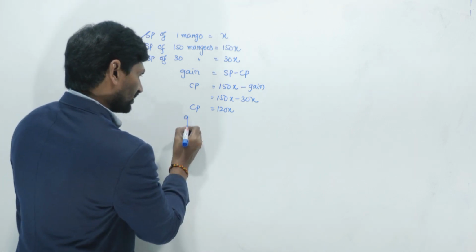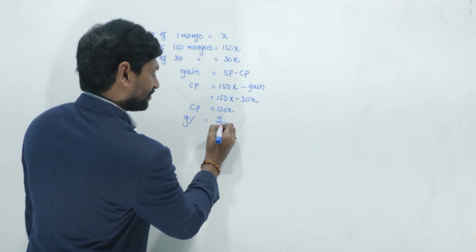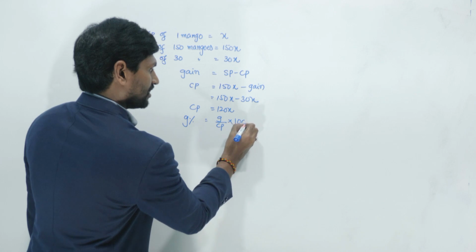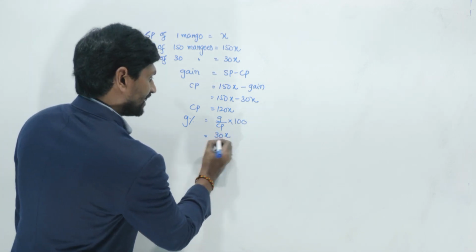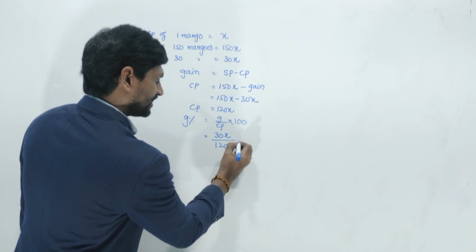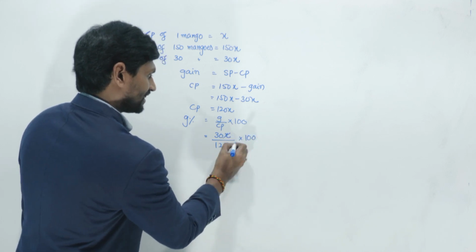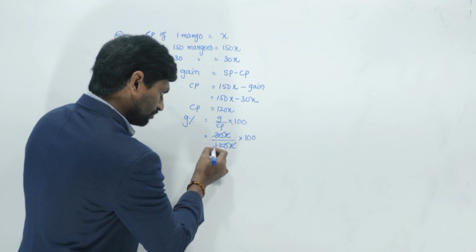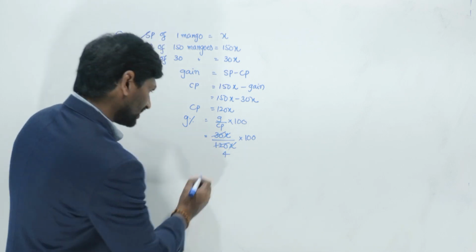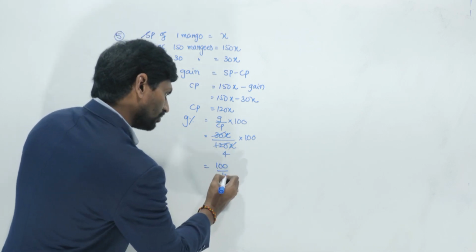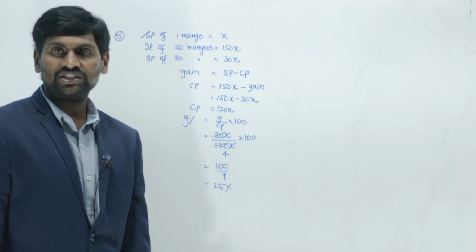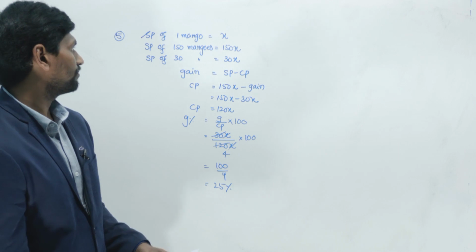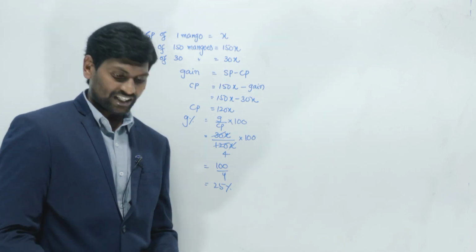Now the profit percentage or gain percentage. So gain by CP into 100. How much gain do we have? 30x is the gain. Cost price is 120x. That is equal to 100. X cancels. 30 table, 4 times exactly. So 100 by 4. 4 table 100, 25%. So the gain percentage is 25%. Okay?